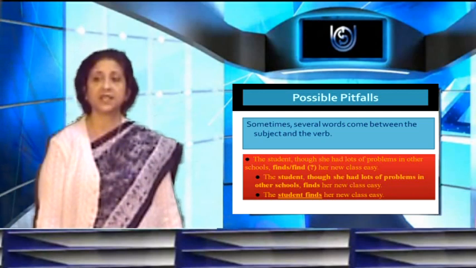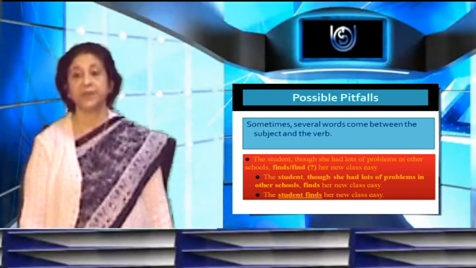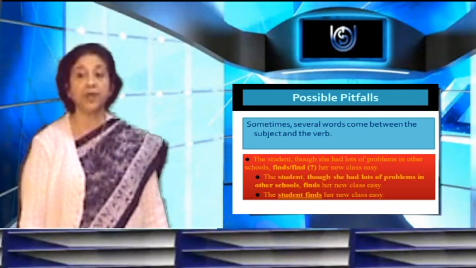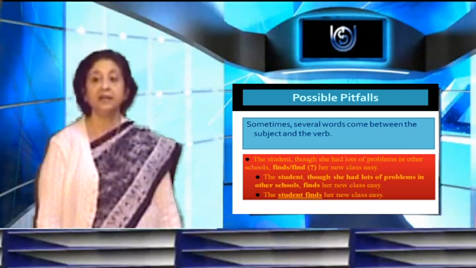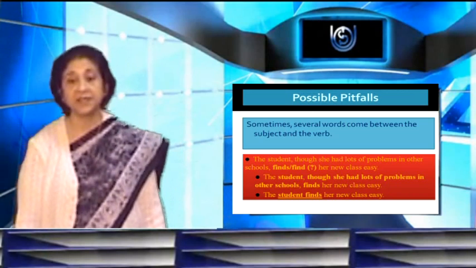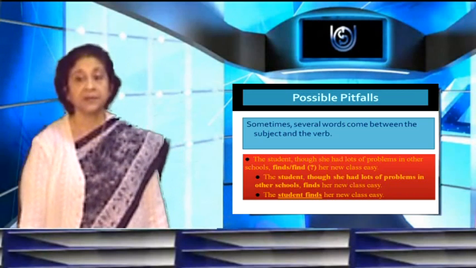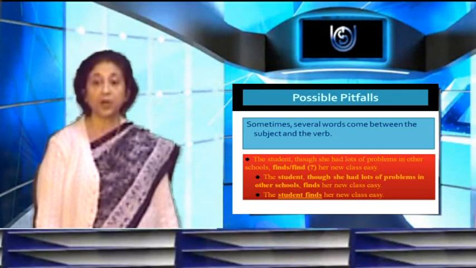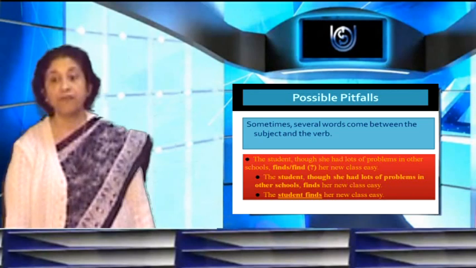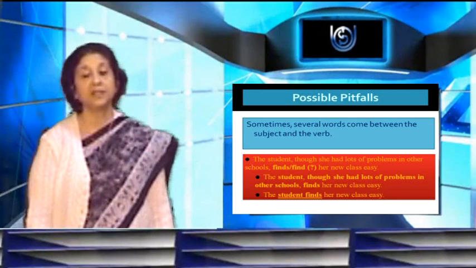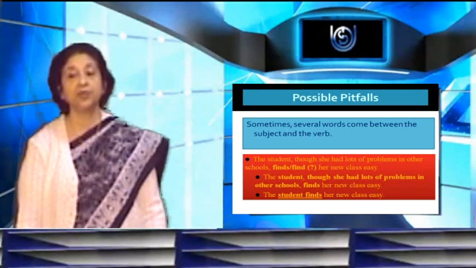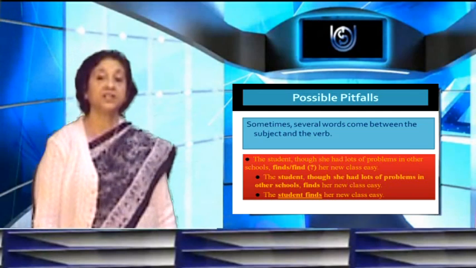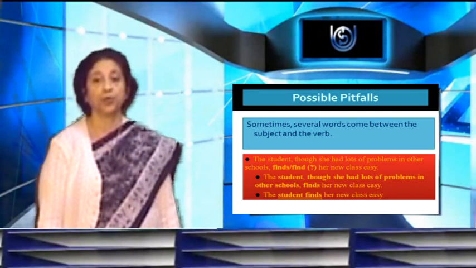Sometimes several words come between the subject and the verb. Now just see, the student finds her new class easy. You just see, the student, though she had lots of problems in other schools, finds her new class easy. Here the student finds her. So this is how the relation is shown.